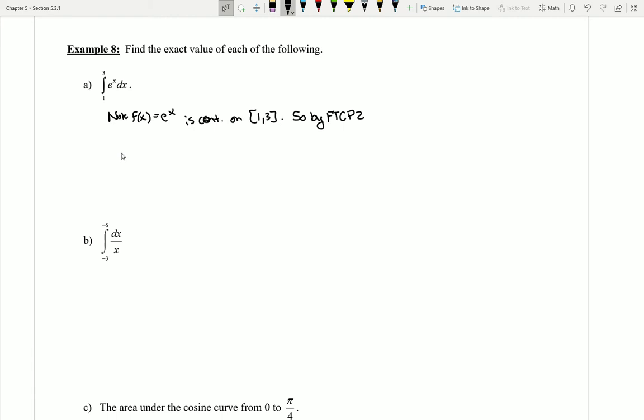So, by fundamental theorem of calculus part 2, I now know that if I can just find an antiderivative here, I'm going to be good to go. Well, the antiderivative is just e to the x, and I'm just going to evaluate that from 1 to 3. So that's e to the 3 minus e to the 1, or I could write that as e to the 3 minus e. This, again, is my exact area under the curve, and so I don't want to write down a decimal approximation for this. I'm not interested in that.